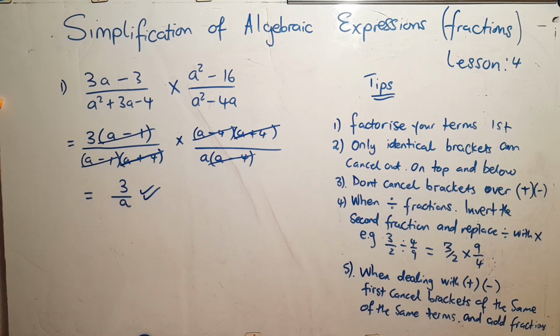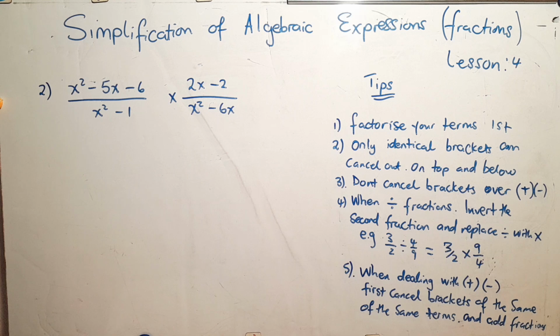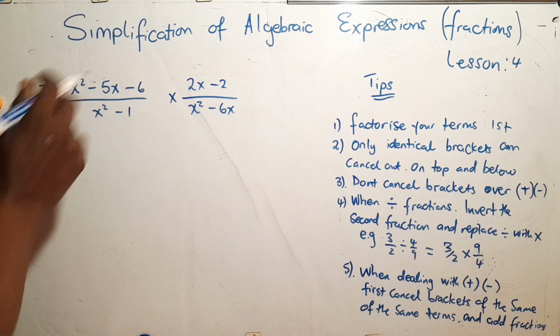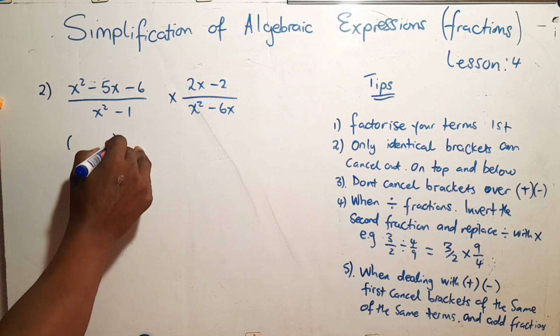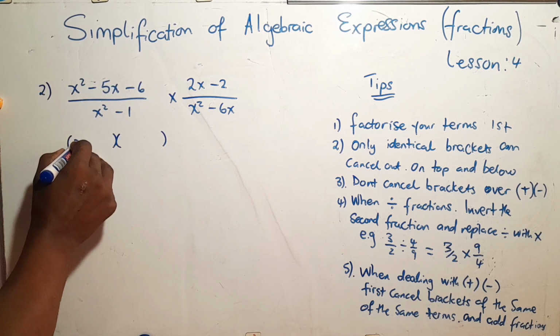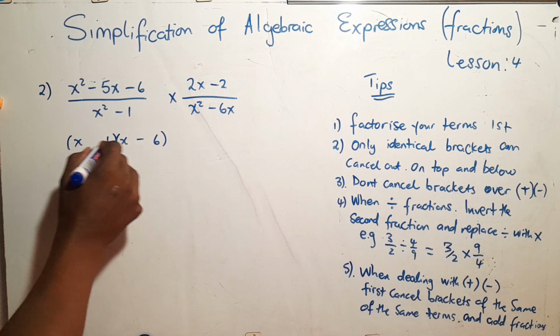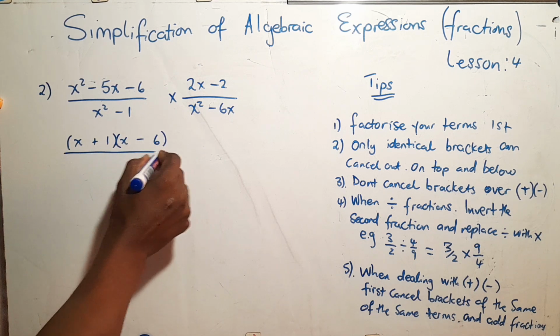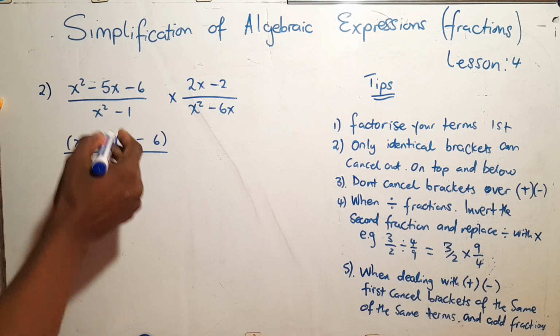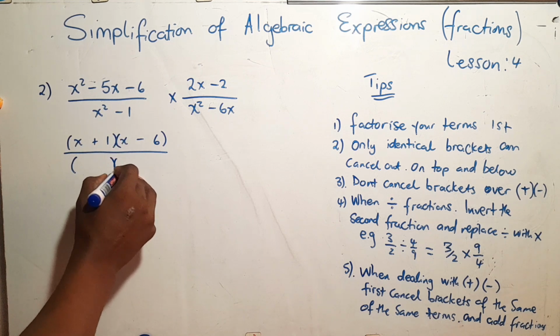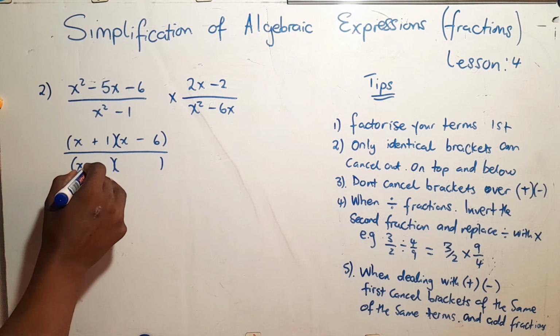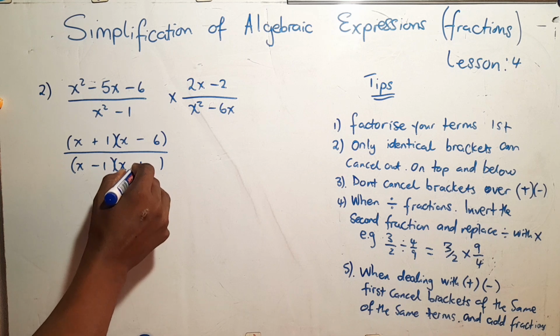Let's move to other questions. So let's take a look at this. We have to simplify. So first we'll factorize the terms. Factorizing this won't be hard. So this is x, 6, 1, and your minus and your plus. And this now, this is the difference between two squares. So we can put two brackets like that. So x minus 1, x plus 1.